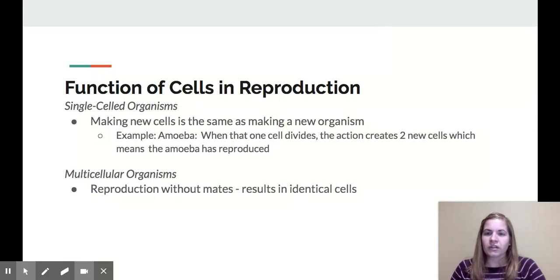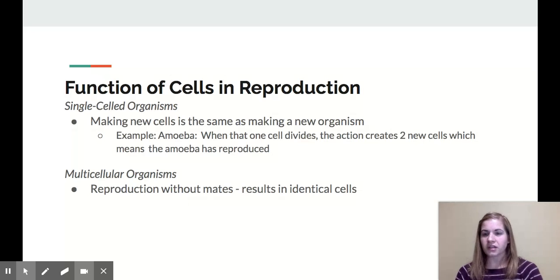So the next piece that we're going to look at now is specifically the cells themselves and looking at the functions of them, but how those functions play a role in reproduction as well. And the first part that was mentioned in the reading was about organisms that were single-celled. When single-celled organisms are making a new cell, when they are reproducing, it is exactly the same thing as making a new organism. So for example, if you have an amoeba, when that one cell is dividing, that is creating two new cells as a result, and those two new cells basically are two organisms. So that means that it has reproduced.